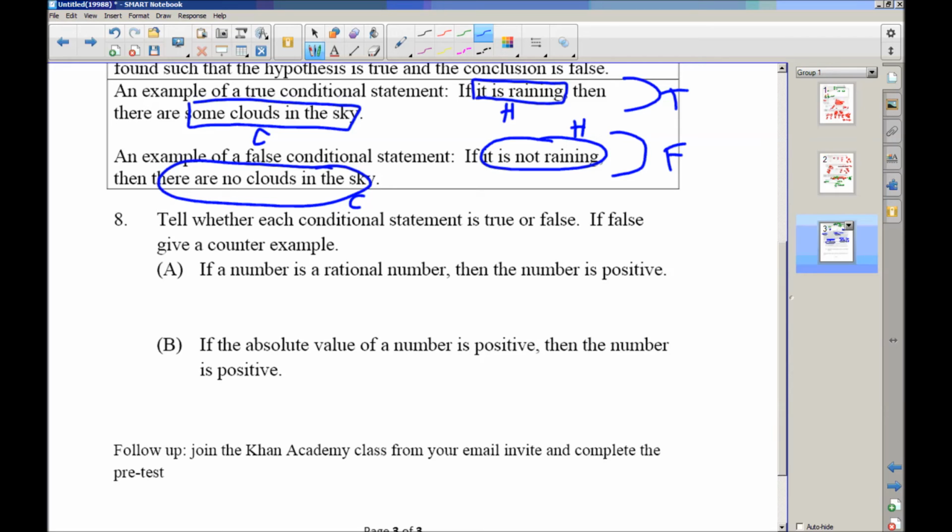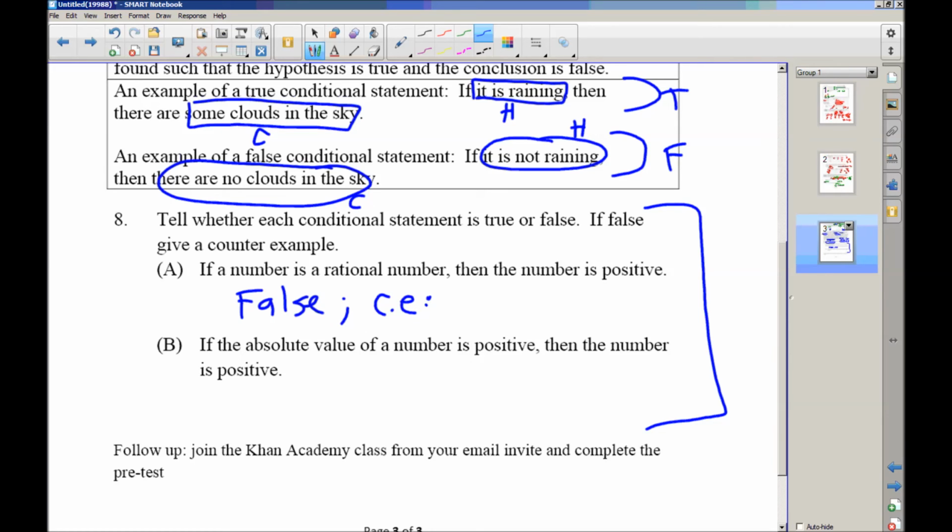All right, so tell whether each conditional statement is true or false. These are the ones you're going to see on the quizzes and tests. They're going to be talking about sets of numbers, and you'll see these in higher math when you get to college too. If a number is a rational number, then the number is positive. Rational numbers are any numbers except decimals that go on forever and never repeat. Can we think of a counterexample of a rational number that's not positive? Yes, I can. So this is going to be a false statement, and all I need to say it's false is one counterexample.